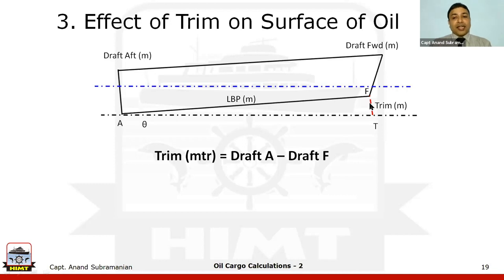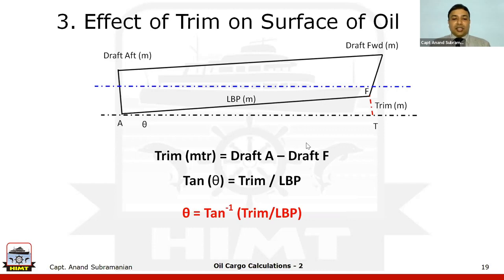And again, I'm mentioning it, it is in meters. As of now, it is in meters. Our main concern is to convert into theta, into degrees. So now in this triangle, we have theta, which is over here, between the horizontal and the ship's keel. That is trim divided by LBP. Is it not? Tan theta is equal to opposite divided by adjacent. So tan theta is trim divided by LBP.